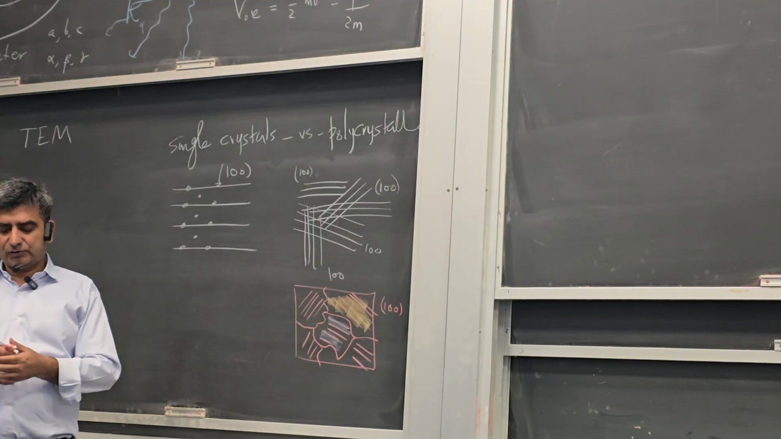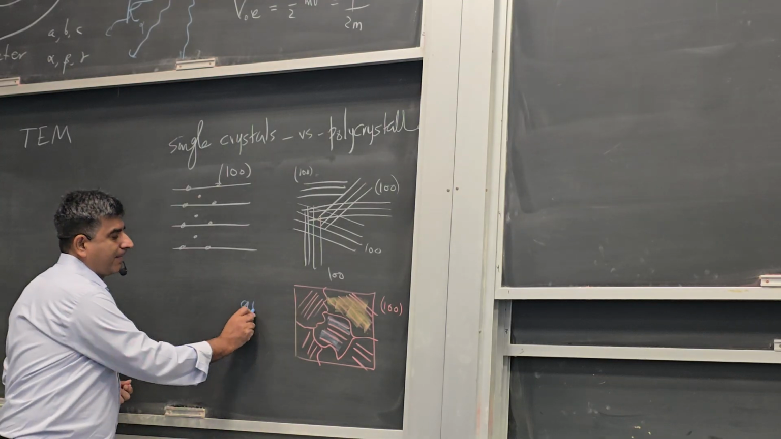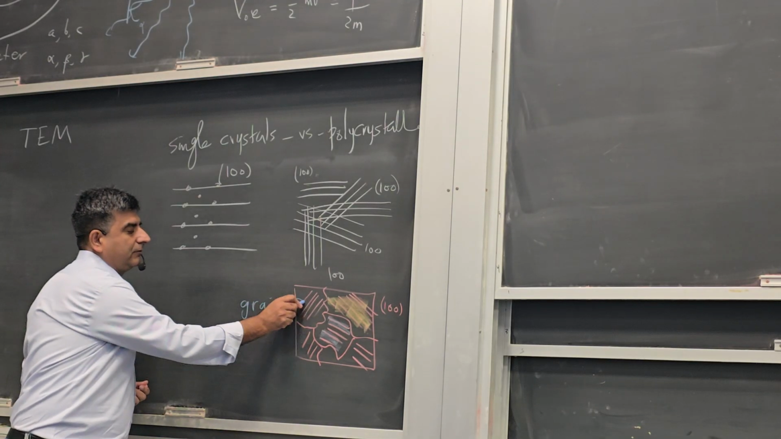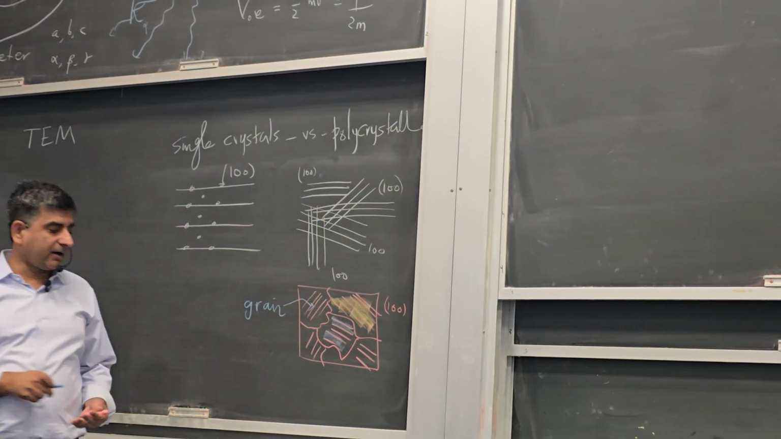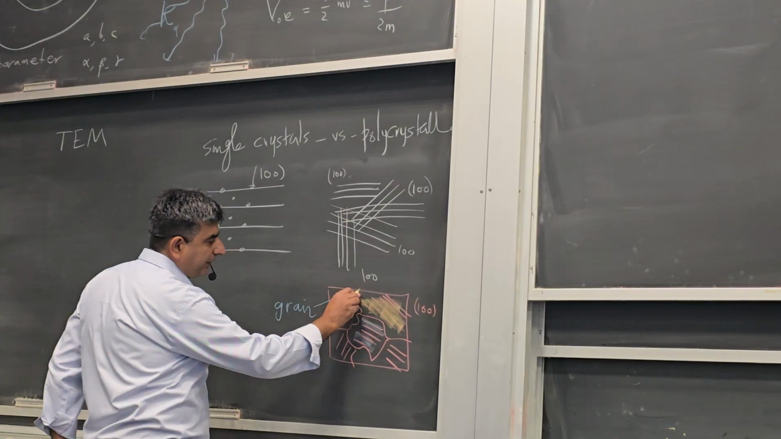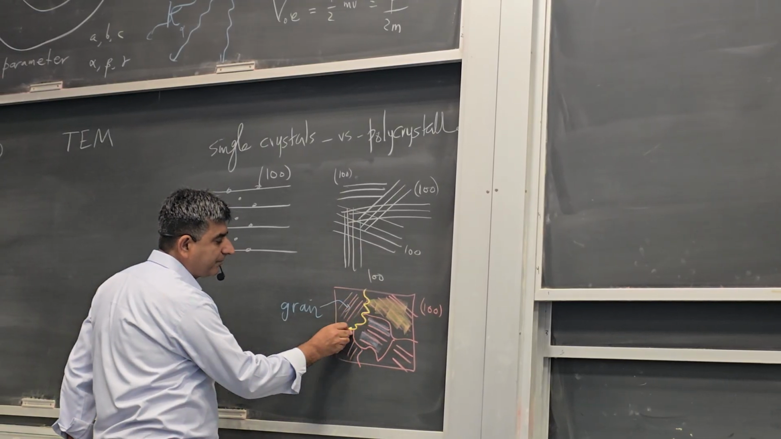Each of these regions is also called a grain, right? So there are many grains inside this material, and there are boundaries between grains. These are called grain boundaries.